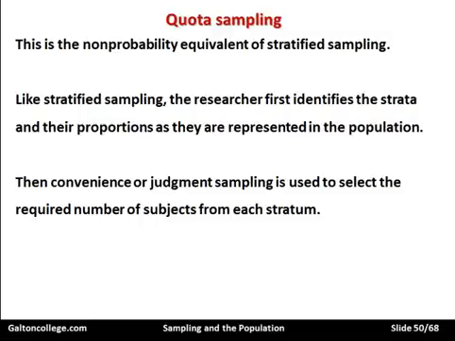When convenience and judgment sampling is used to select the required number of subjects from each stratum, the overall picture can emerge. So what quota sampling is doing is breaking up the population into different strata and then taking a quota, taking a number out of each one.